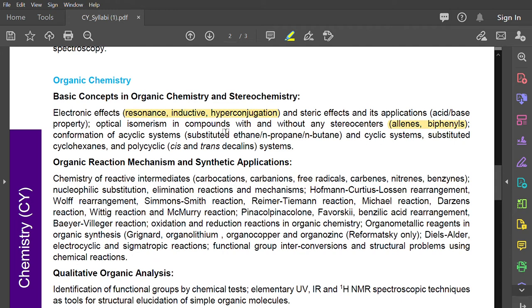About alicyclic systems, obviously the gauche butane interactions are more important over here with regards to n-butane, and they can also give you ethane-1,2-diol, and you can be questioned regarding that about conformations or rotamers. So that is one thing that one should go through.